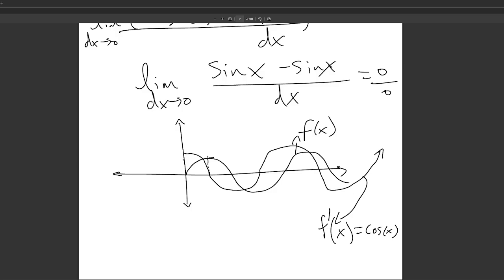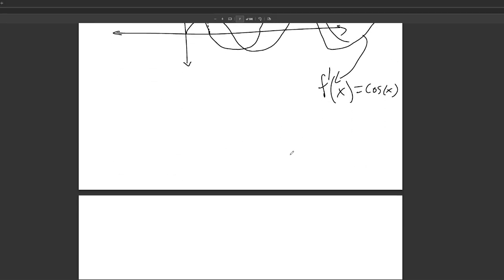I think there's some proof of deriving it. Looks like there is some way of doing it with the limit definition. Here's what they did. You have to rewrite it though, and let's do that real quick.